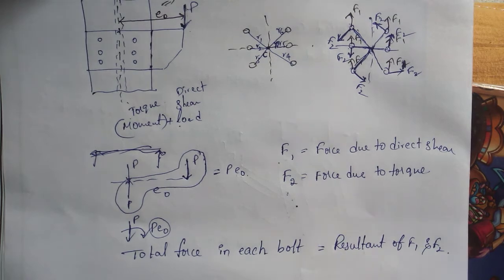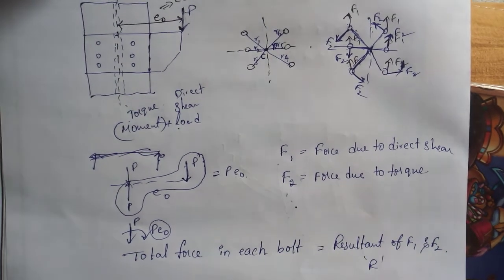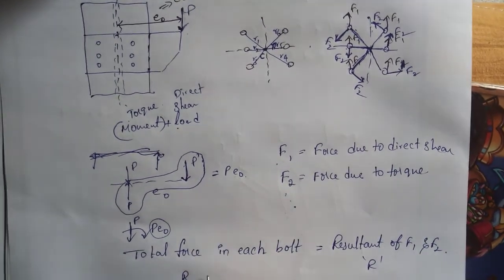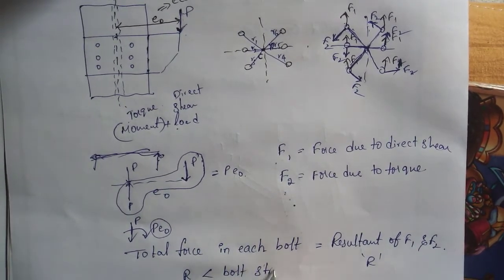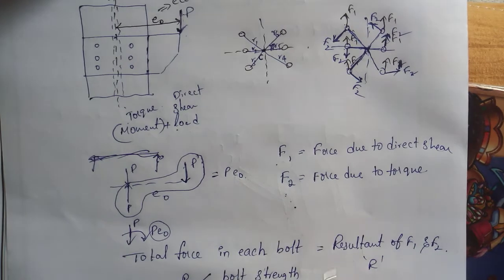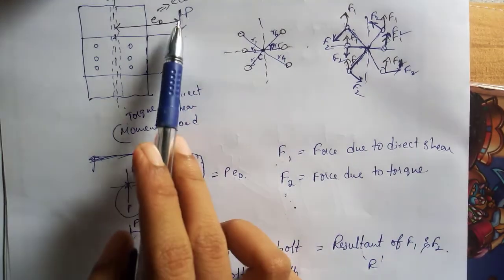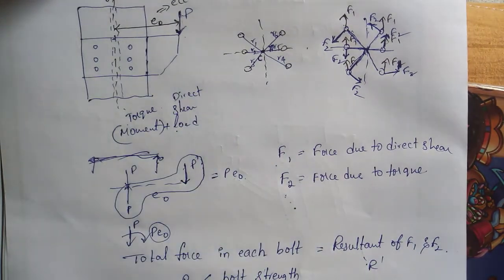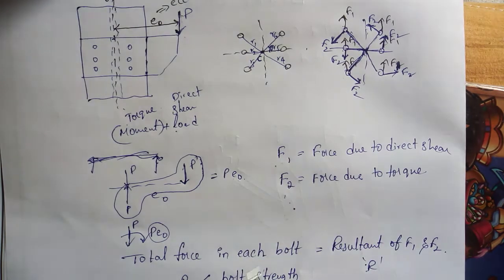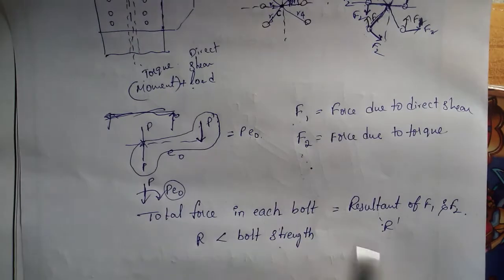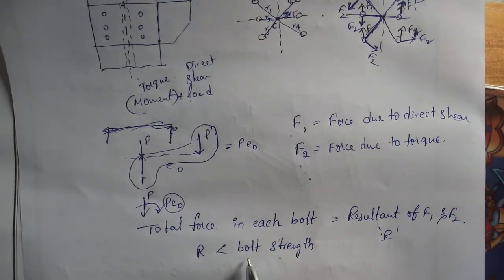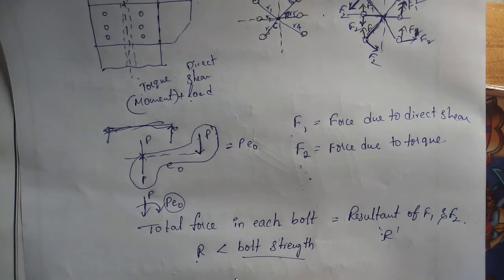So this resultant force, let us say R, should always be less than the bolt strength, because R is the resultant force calculated from external loads. So this much external load is coming to each bolt, meaning the bolt needs to resist all that force. So the bolt strength should be greater than the resultant force.